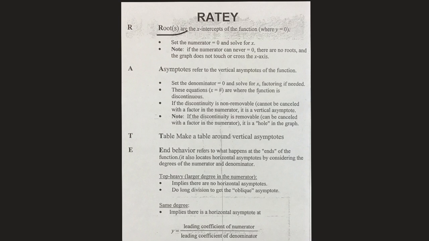So there we go, reading them. We have, of course, roots, where it crosses your x-axis. Your vertical asymptotes come from your denominator. Your table tells you the graphical behavior around your asymptotes. E refers to the horizontal asymptotes. Okay, so there's 3 types: top heavy, neutral, or bottom heavy. And then Y is your y-intercept. Plug in 0 for x.